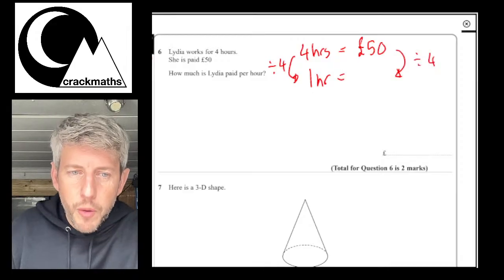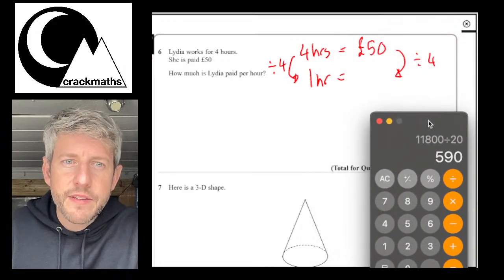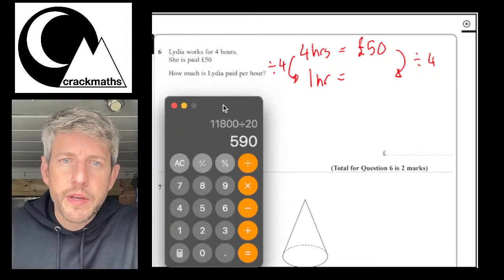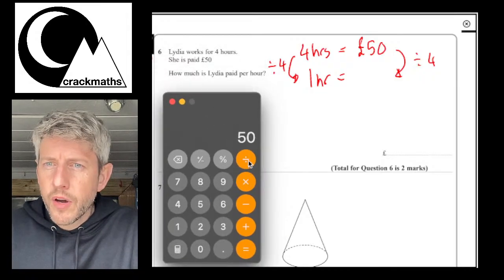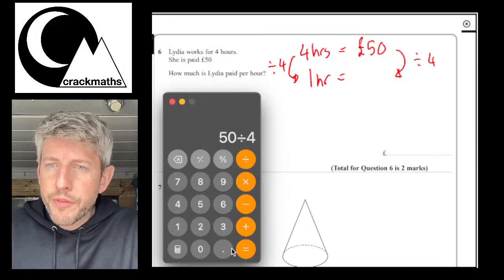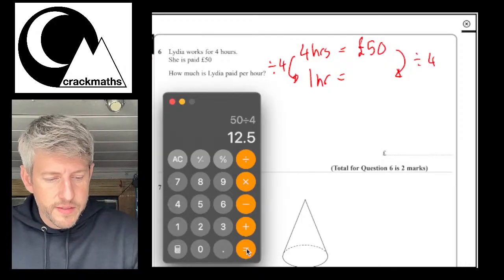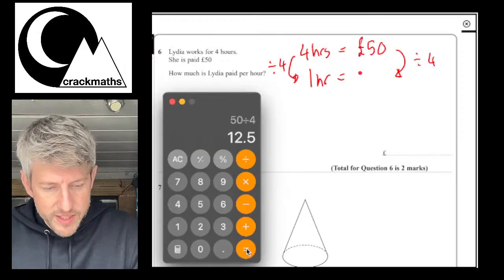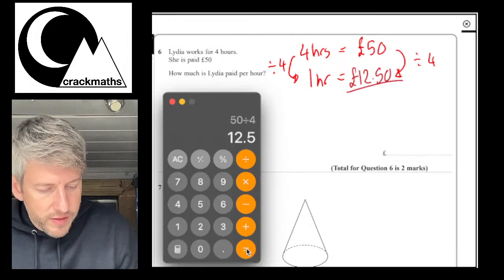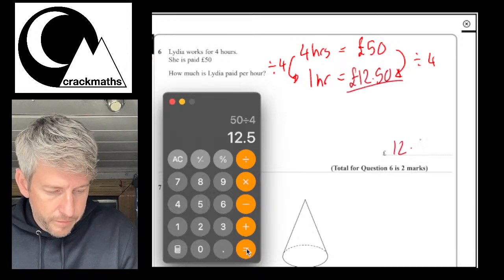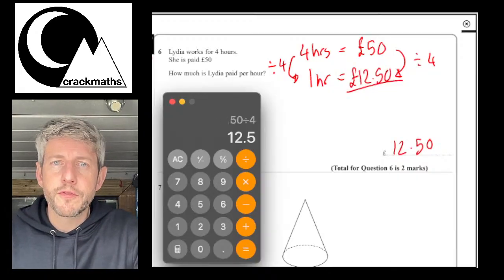Again, I've got my calculator, so I'm going to bring that up, and I can just use my calculator for this. So we've got 50 divided by 4. Remember, with the order that you do these in, it's what you're dividing by that goes second. So 50 divided by 4 is 12.5. So I'll put that there as £12.50. Okay, great. Let me move that off screen.